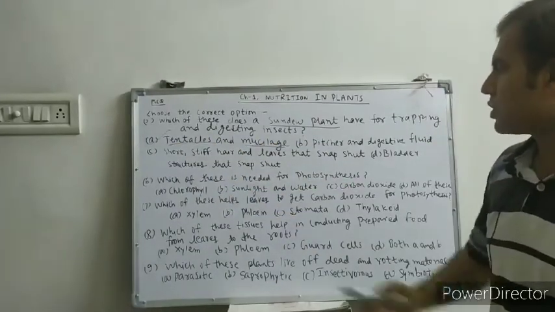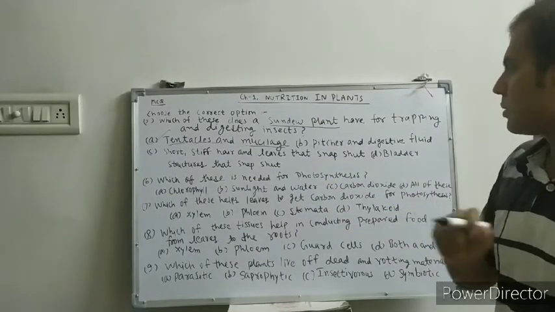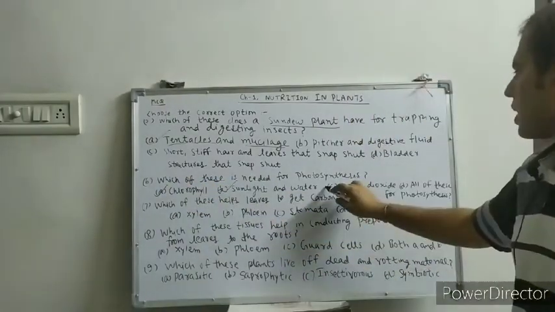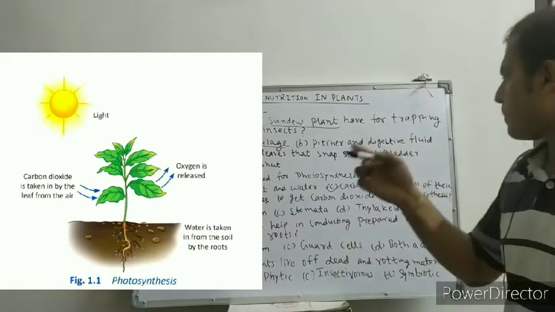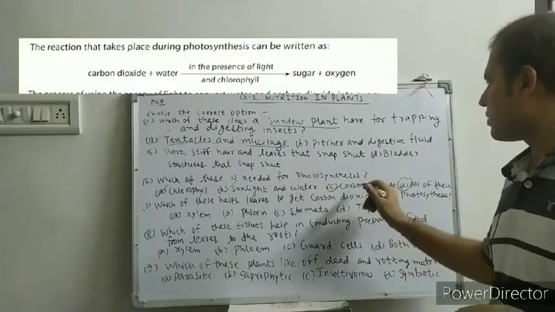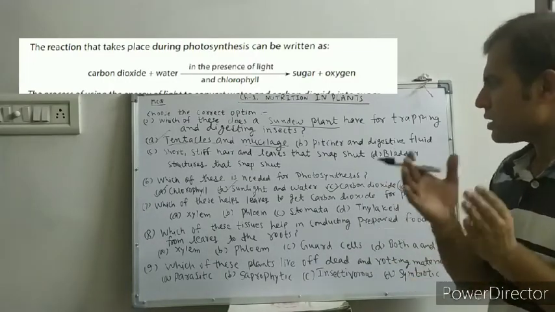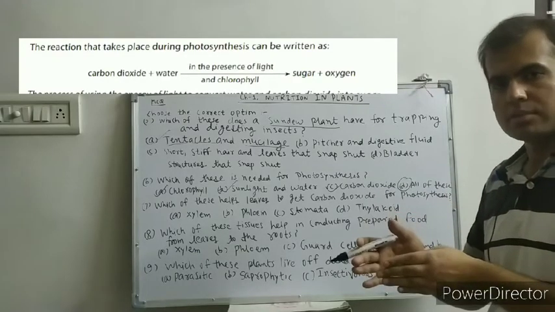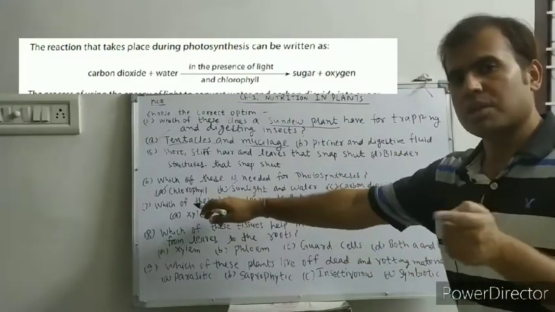Now sixth question, which of these is needed for photosynthesis? In the process of photosynthesis, chlorophyll, sunlight, water and carbon dioxide, all of these are needed. You will see the equation of photosynthesis in this figure. So chlorophyll, sunlight, water and carbon dioxide are all required, because photosynthesis is the process in which carbon dioxide and water react with each other in the presence of sunlight and chlorophyll.